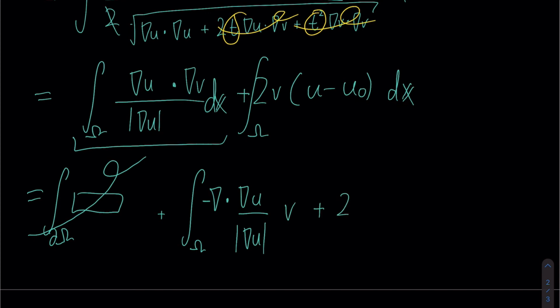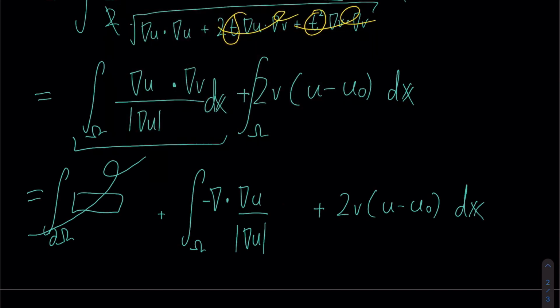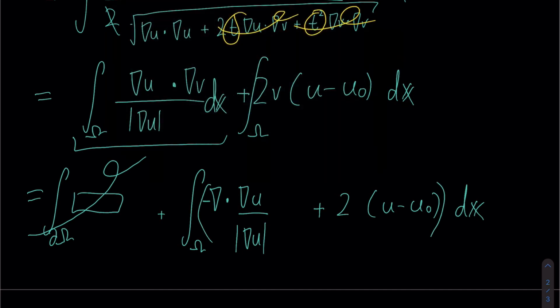And now because we have a 2v times u minus u0, I can group these, right? All of this multiplied by v. And this has to be true for all v. What has to be true? All of this has to equal 0. For that to make sense, the inside, this part, has to equal 0, right?